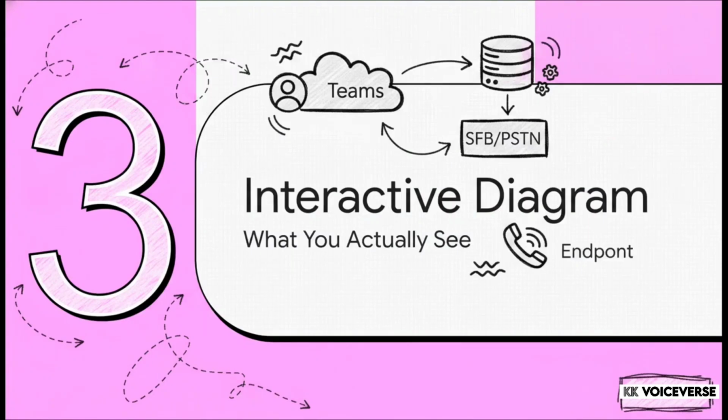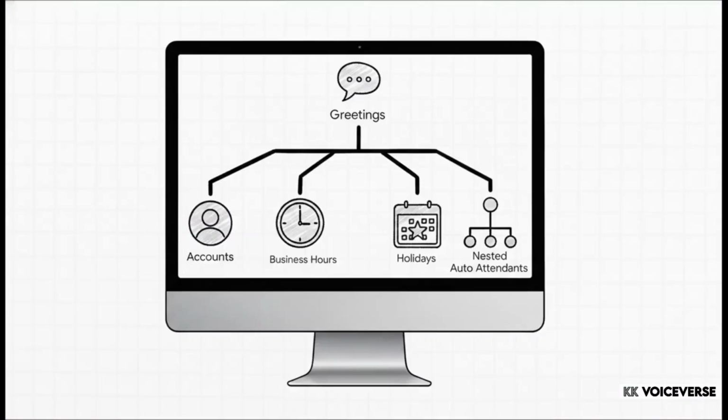Let's move to part 3. Inside the interactive diagram. What do you actually see when you fire this thing up? So, you head over to Voice, hit Auto Attendants, pick one, and click Call Flow Visualizer. Boom! You get this incredibly clean, tree-style diagram that consolidates everything into a single pane of glass. We are talking resource account assignments, greeting configurations, business versus after-hours routing, specific holiday branches, and even your nested auto attendants with full drill-down capabilities.